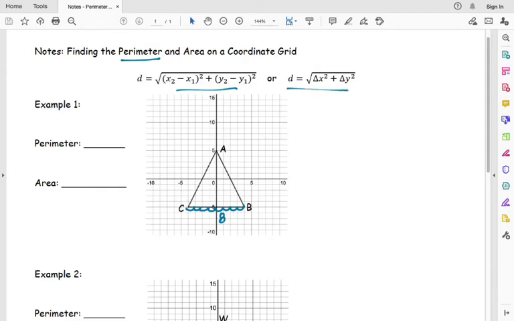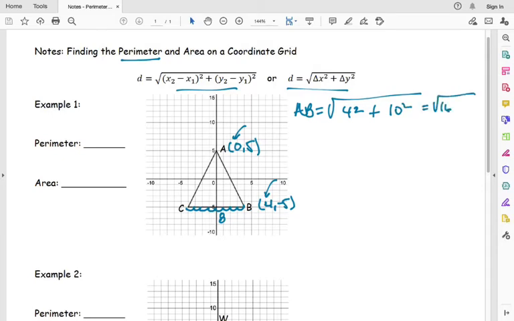Remember, to find the distance, you take the change in x and you square it, plus the change in y and you square it. And then you take the square root of that and it'll give you the distance. So the length of AB equals, the ordered pair for A is at 0, 5. The ordered pair for B is at 4, negative 5. So when I look at my x's, I go from 0 to 4. That's a change of 4. When I look at my y's, I go from 5 to negative 5. That's a distance of 10. So change in x squared plus change in y squared, we get 16 plus 100, which is the square root of 116.